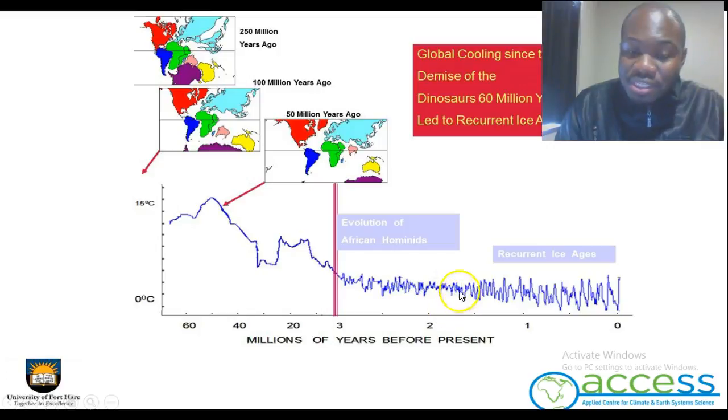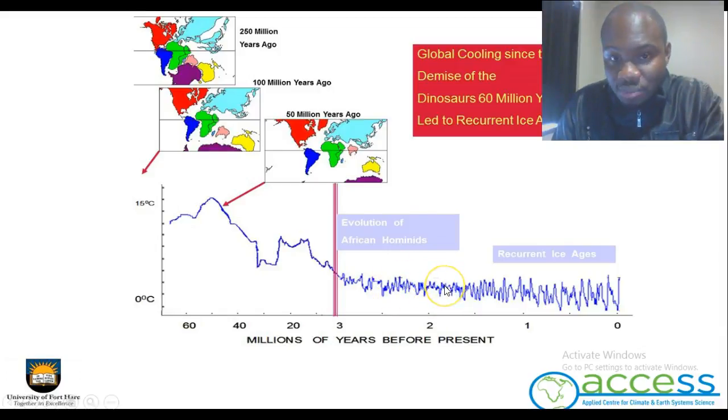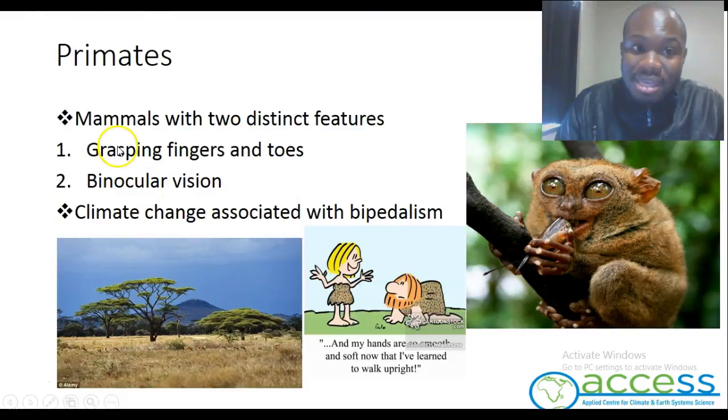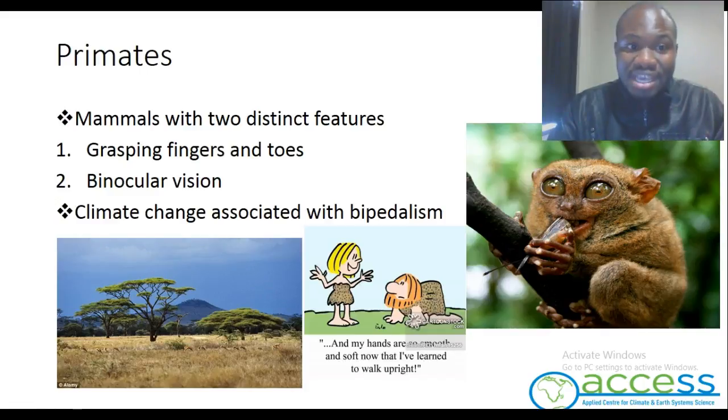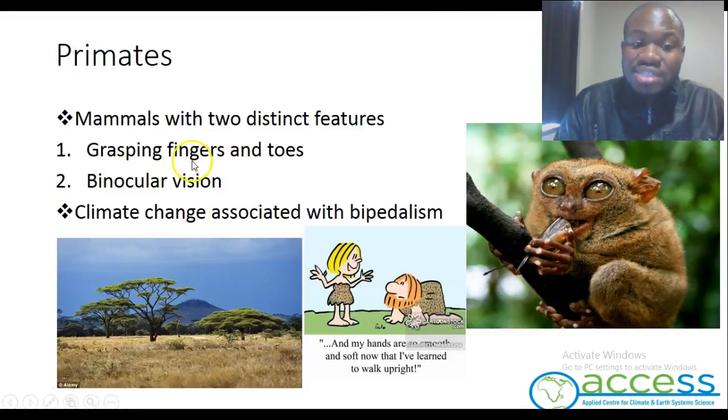As there was this process and as there was this savanna grassland which resulted, it then meant that the trees were sparsely distributed, and even the fruits were sparsely distributed. Now, the primates which were living at that period of time had two distinct features. They had grasping fingers and toes, and more so, they had binocular vision. It is these two distinct features which enabled them to survive in the arboreal environment.